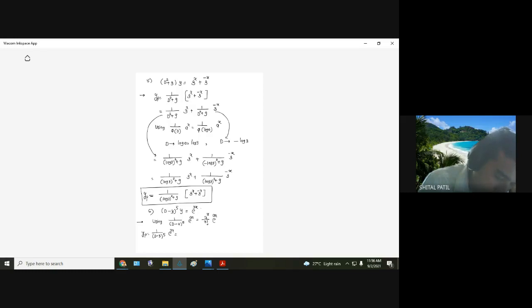So x raised to r क्या है यहाँ पे? 5 है. X raised to 5 divided by 5 factorial. Here r equal to 5, a equal to 3 into e raised to 3x. ये हो गया आंसर आपका. हो गया, that's it.